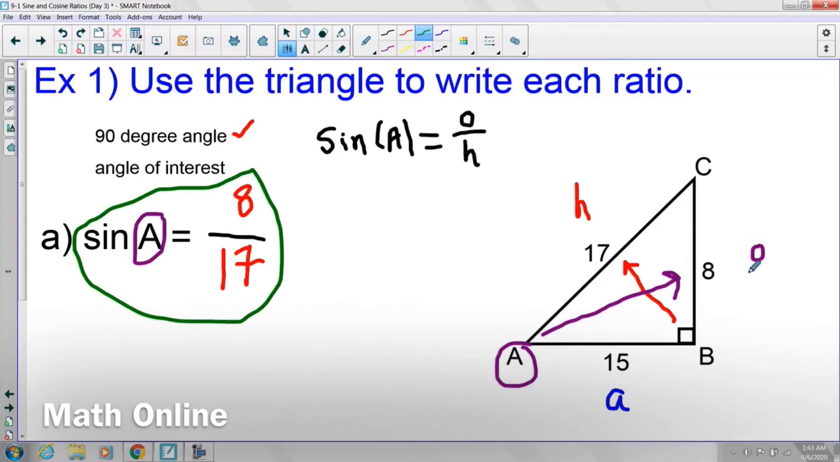Across from it, you always find the O, the opposite side. And then the remaining side has to be adjacent. Okay? All right. So here we go then.